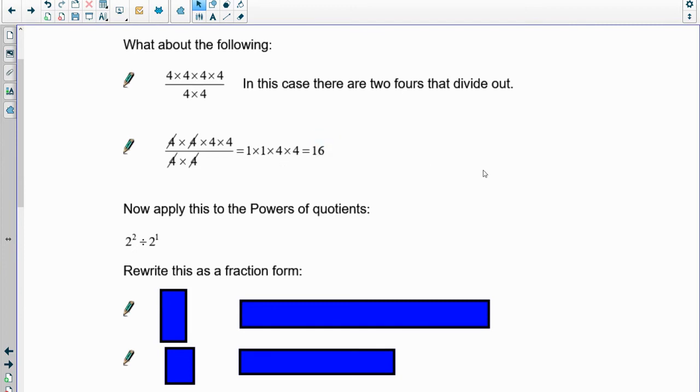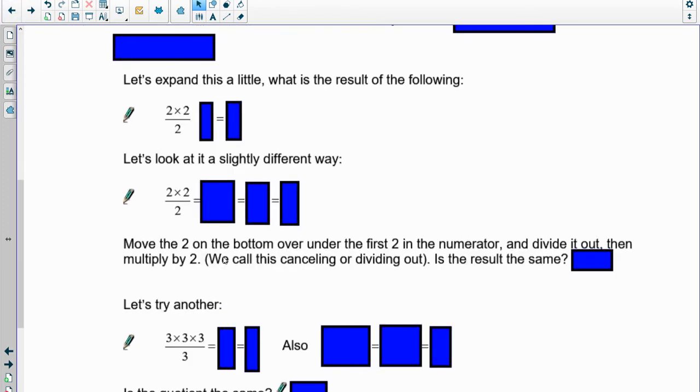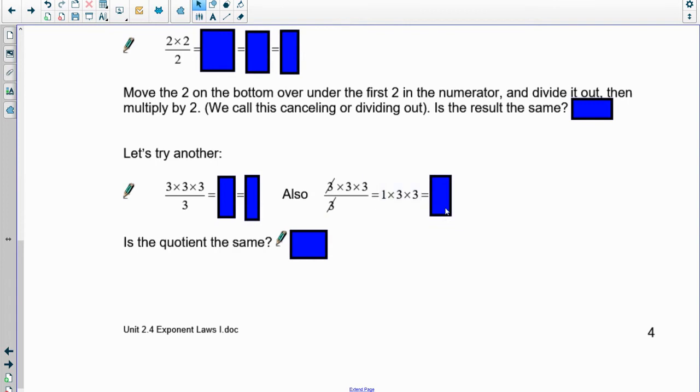Now, if you look at here, we had 4 4's, and we removed 2 of them. Go back here. What happened down here? We had 3 3's and we removed 1 of them.